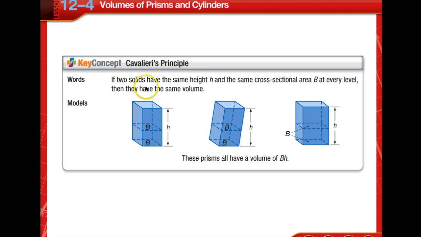Cavalieri's principle: if two solids have the same height h and the same cross-sectional area b at every level, then they have the same volume. So think of a stack of books. You have 3 books. If they're sitting upright, they have the same volume as if they're tilted on a shelf. So that's what that's telling you.